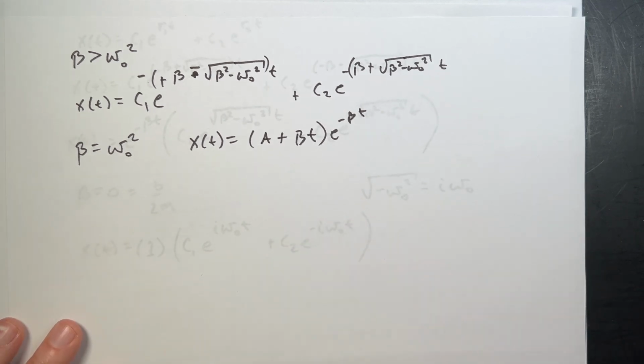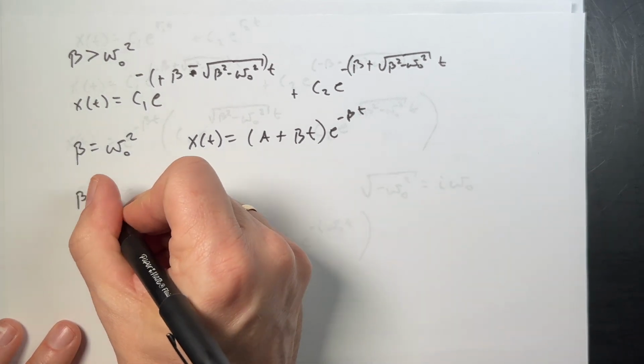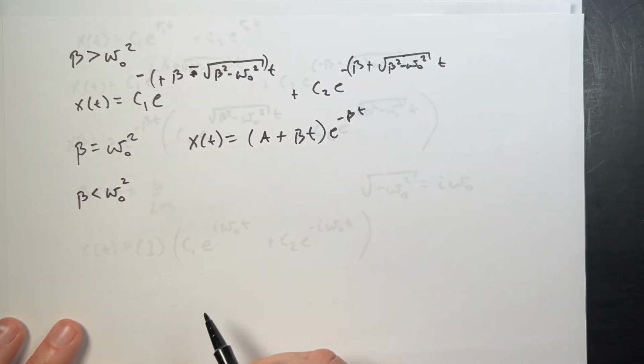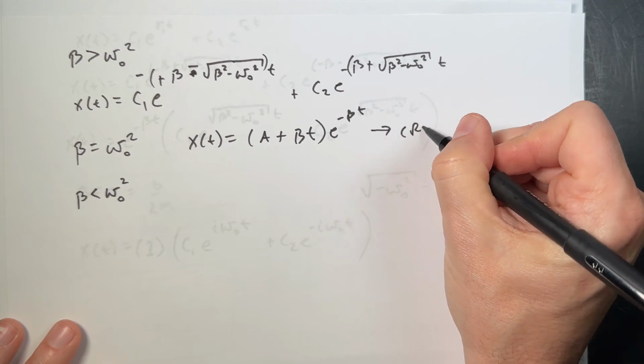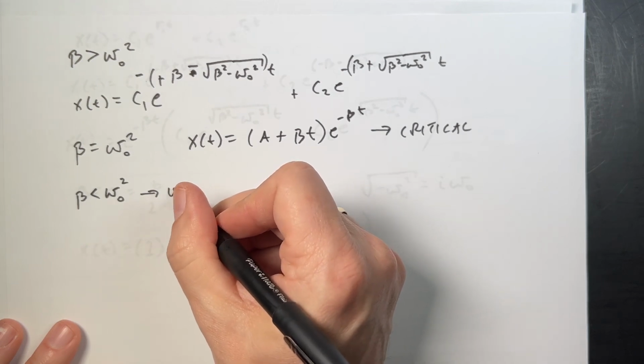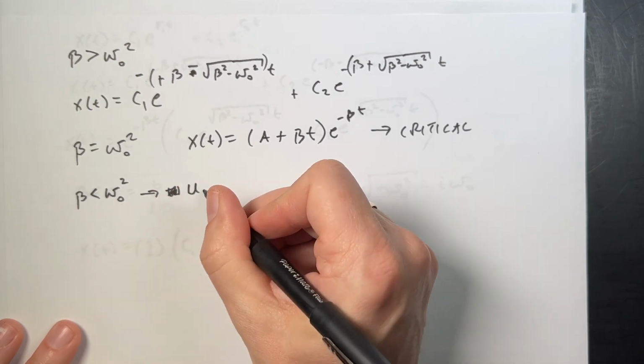I apologize. But here's the one that we really want. What if beta is less than omega naught squared? This is called underdamped. Underdamped.